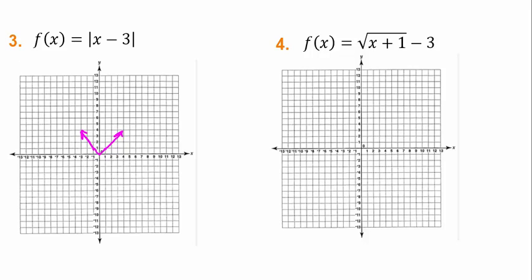Then we recognize the shift. Since it's minus 3 inside the function, that means it's actually to the right 3 units. So I'm going to take each and every one of these points and move it to the right 3 units to get 3, 0, 4, comma 1 and 2, comma 1, and so here's the resulting graph.